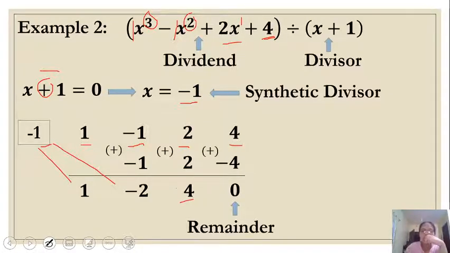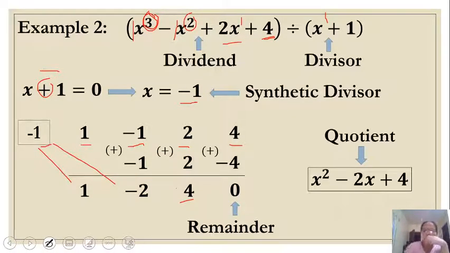And how do we write the quotient? Again, subtract the degree of the dividend to the degree of the divisor. 3 minus 1, that will give us 2. That means the degree of the quotient is 2. And then the first coefficient is 1. There's 1 there. And then the second coefficient is -2. And then the constant 4. Okay, so we used x because that's the given variable.